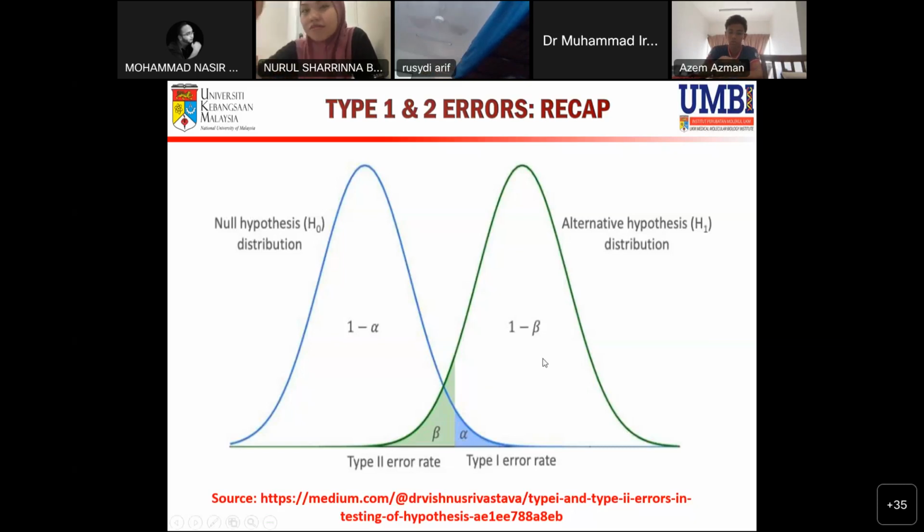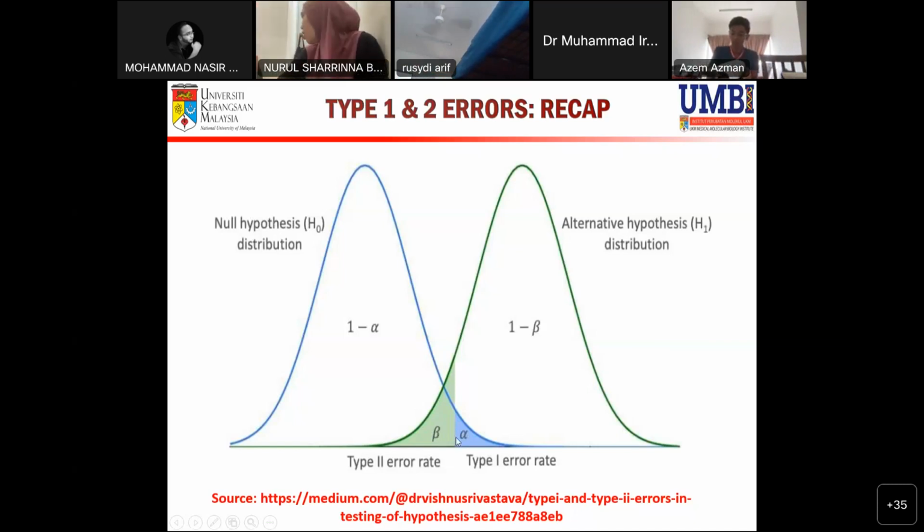So the power is 1 minus beta. If the type 2 error here is 20%, 0.20, then your usual power will be around 80%. And you can see that this line here represents what we call the critical values. And then you can see that there is a very strong relationship between beta and alpha here, between the type 1 error and the type 2 error.